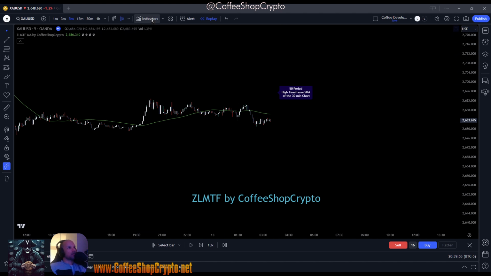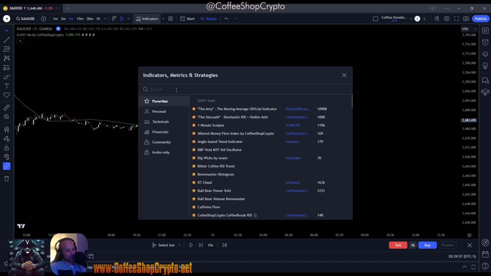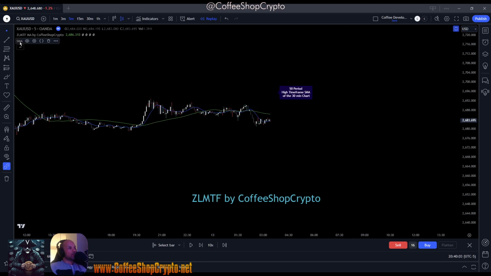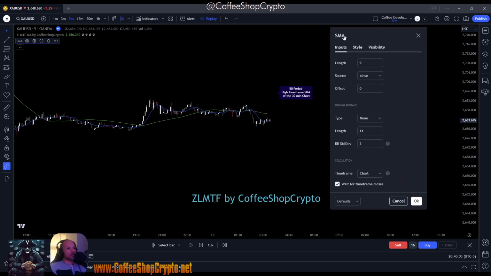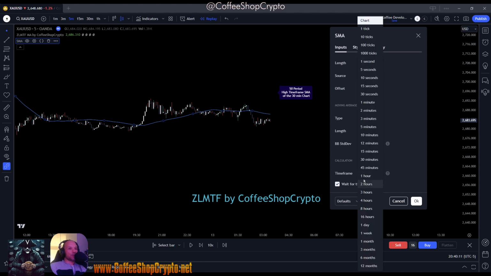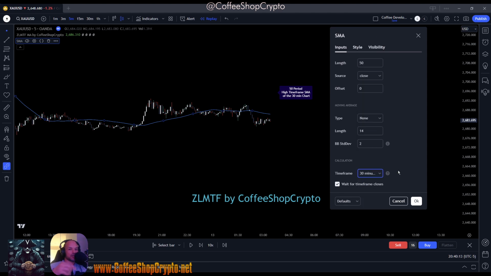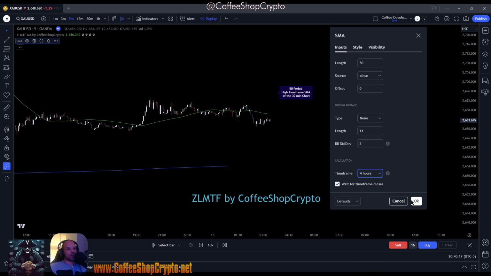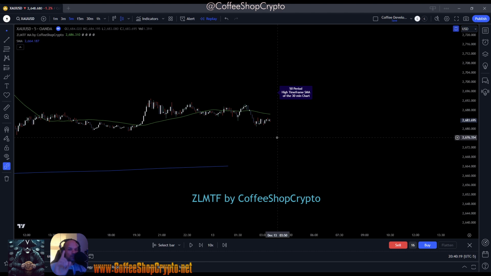So let's just look for SMA, the simple moving average, or moving average simple, right? The common one from TradingView. I'm going to set it for a 50 period. And I want to look at the 30-minute chart. Or better yet, let's go to the 4-hour chart. We'll do that.